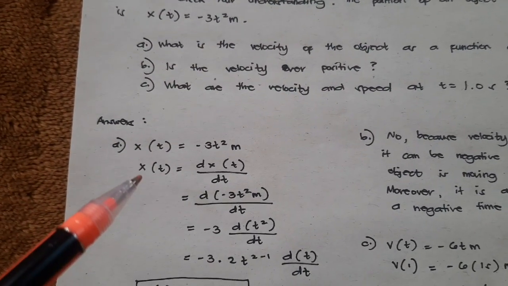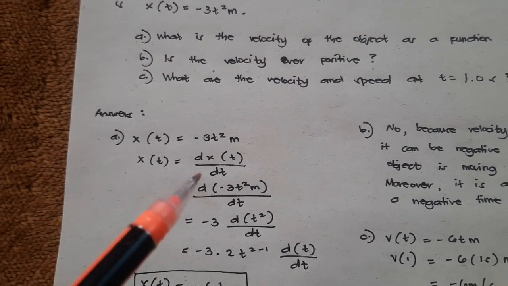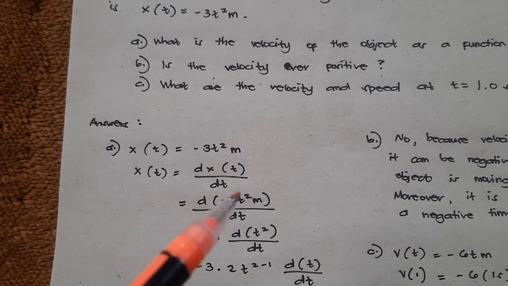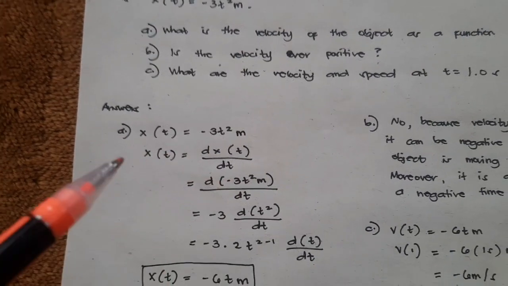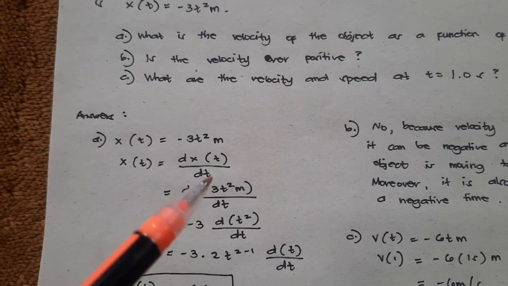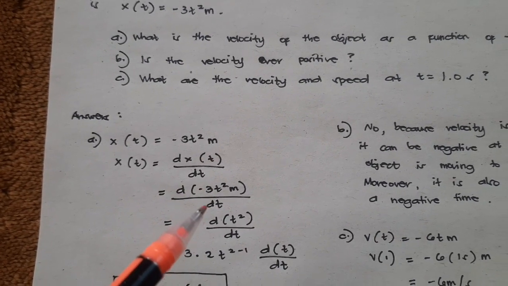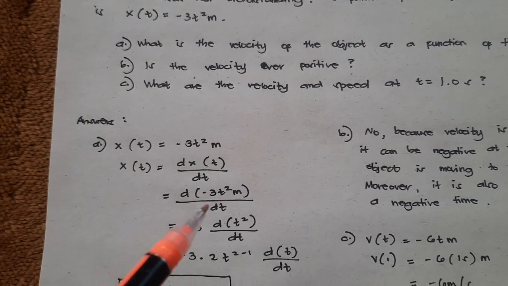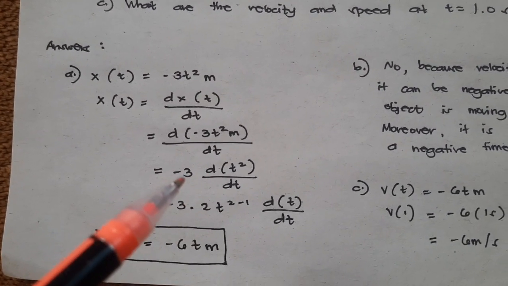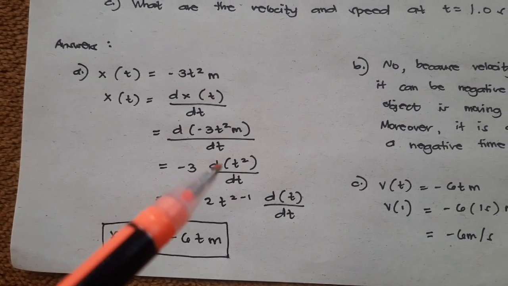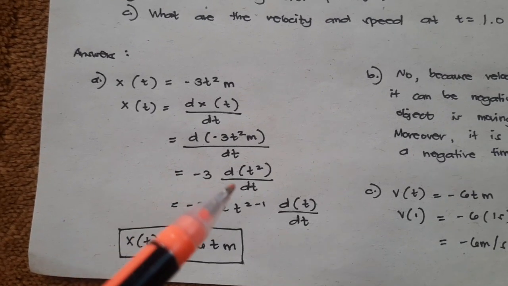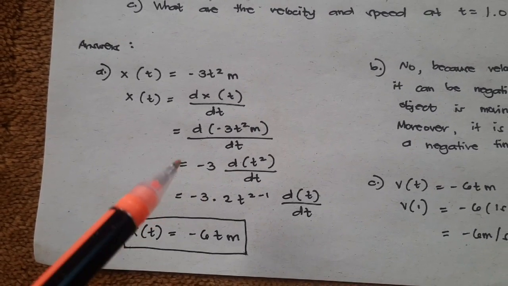And then, to get the x of t, we must use this formula, d of x of t over dt. So, substitute. The given t is substituted. Since the -3 is a constant, we take it out and put it aside first.